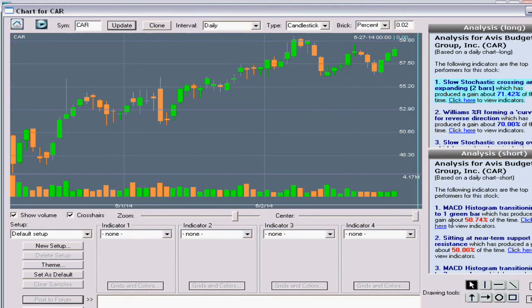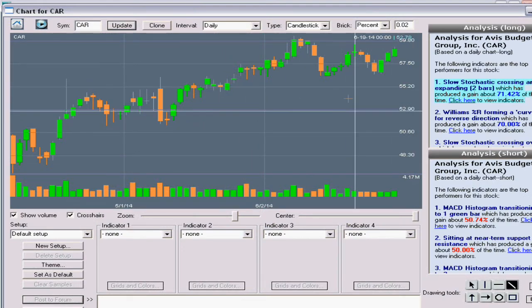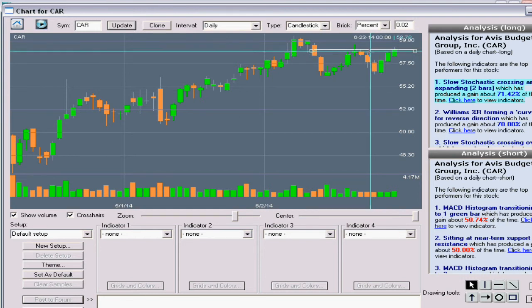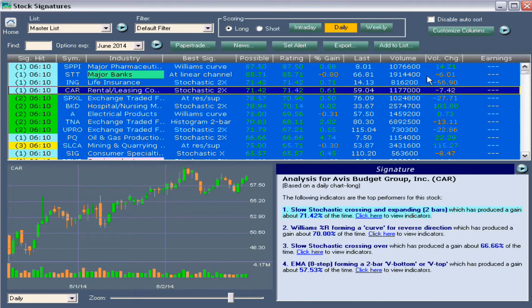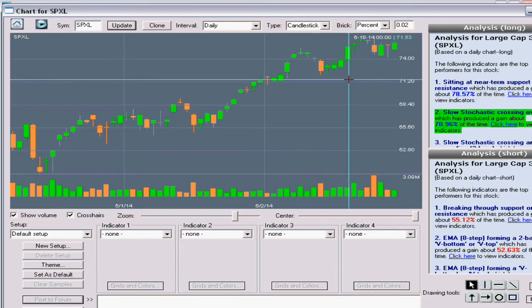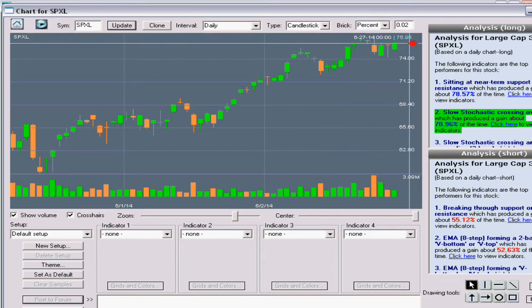Same problem, this one is near resistance. You can tell that, right? By just drawing a line there. See, there's your resistance. Actually, it's a little bit above that. It's right there. But that's where the stock is. It's at resistance, so that would be a bad bet as well. I'll do one more. Same problem. That stock is near resistance. See that?